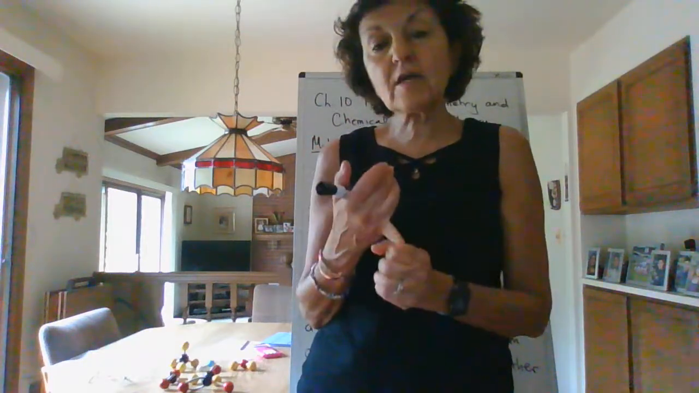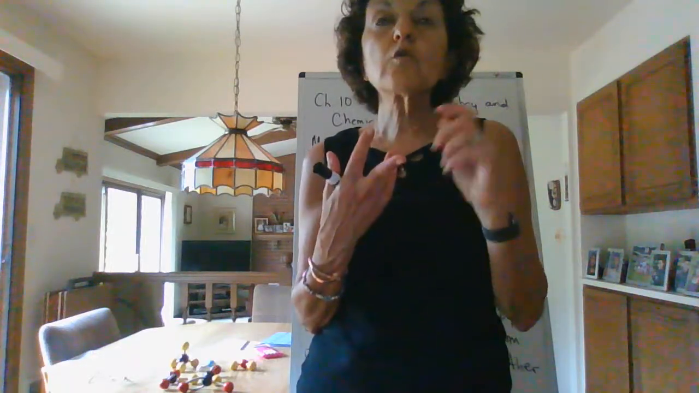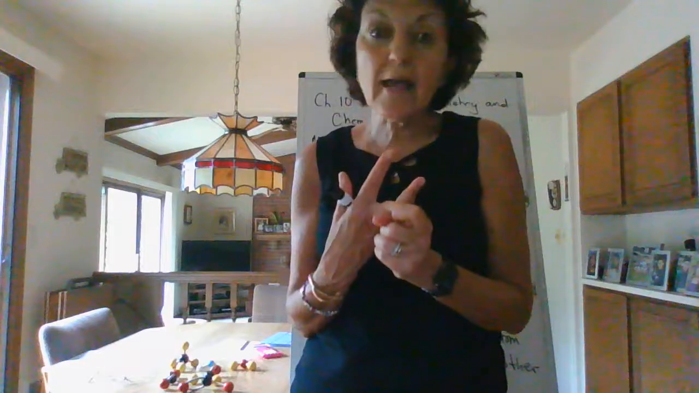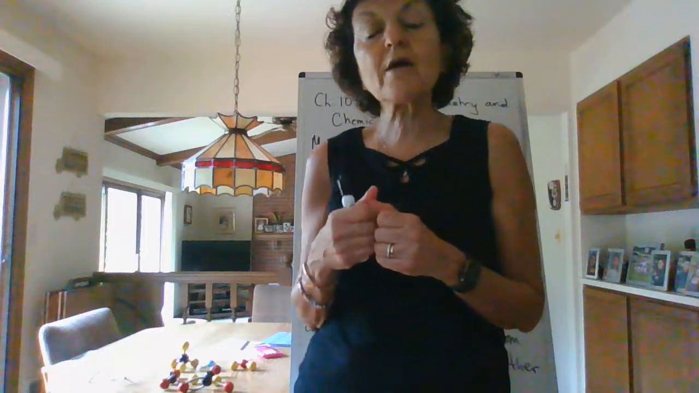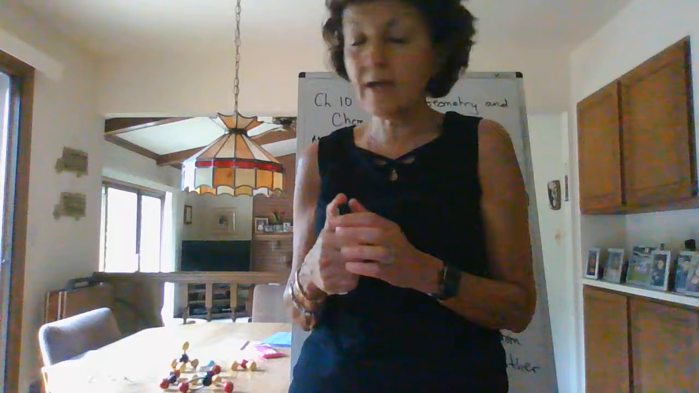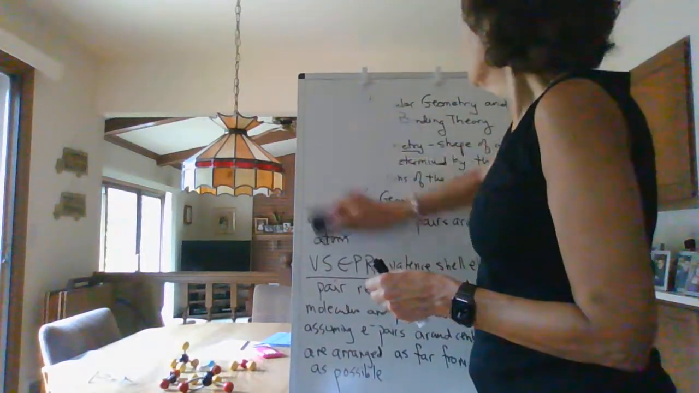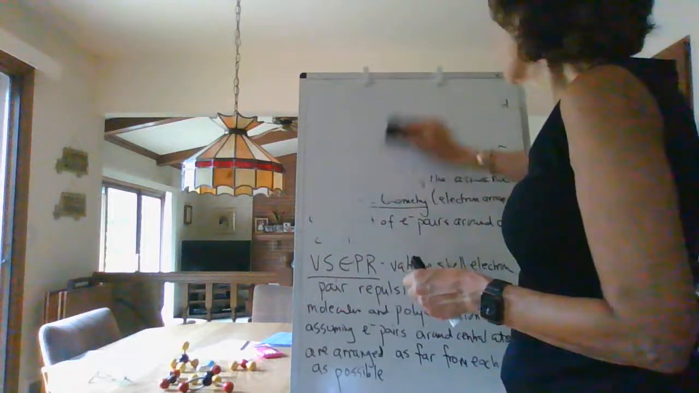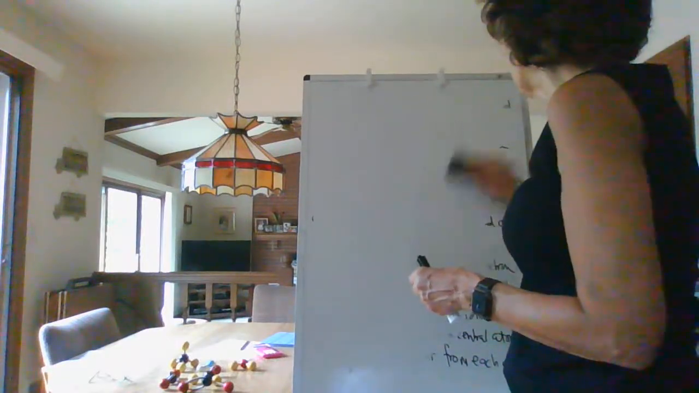So we're going to figure out the electron arrangement or electronic geometry, and the molecular geometry. We're going to also figure out the bond angles between all of the atoms in the molecule. And then we will figure out if that molecule is polar or non-polar. All right, so let's go ahead and get started. The simplest molecule is what we're going to use: carbon dioxide.